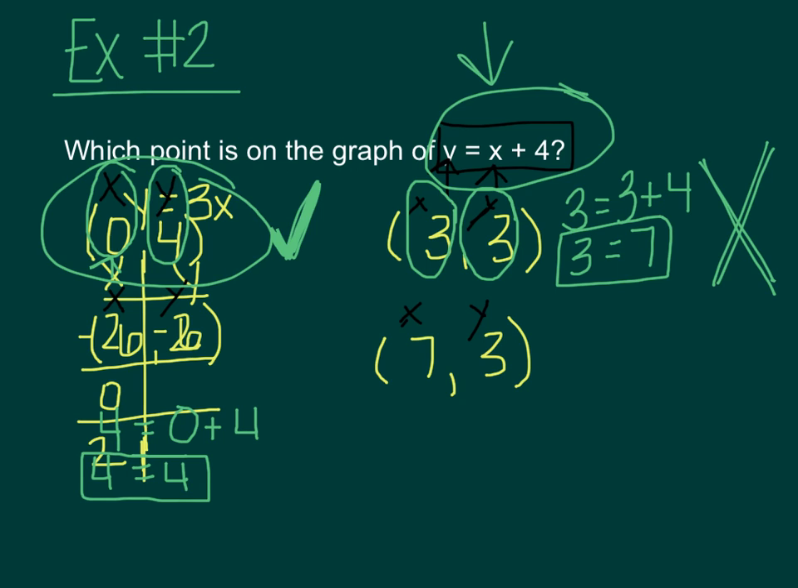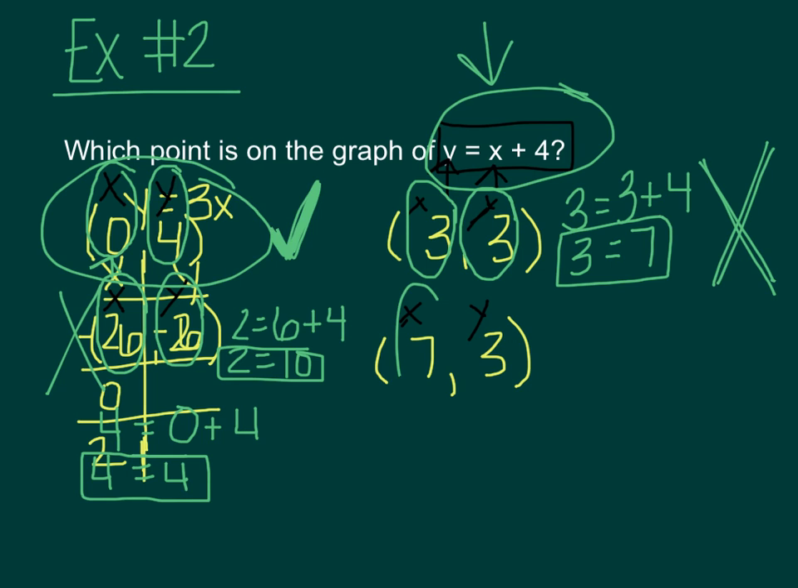Now the next one, we put in a 6 in place of the x and a 2 in place of the y. So y is 2 equals x, which is 6, plus 4. 2 equals 6 plus 4 is 10. 2 does not equal 10.